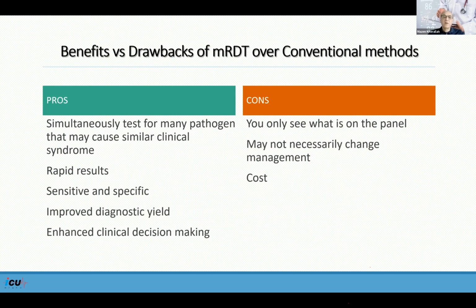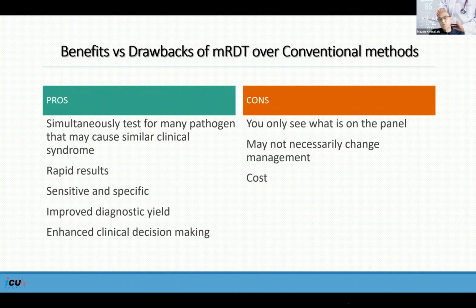So benefits versus drawbacks. Again, the pros of these tests are that they can simultaneously test for many pathogens that can cause similar clinical syndromes, and give you results very quickly, within an hour or so. They are very sensitive and specific. If used within the stewardship program, they can improve diagnostic yield and enhance clinical decision making.